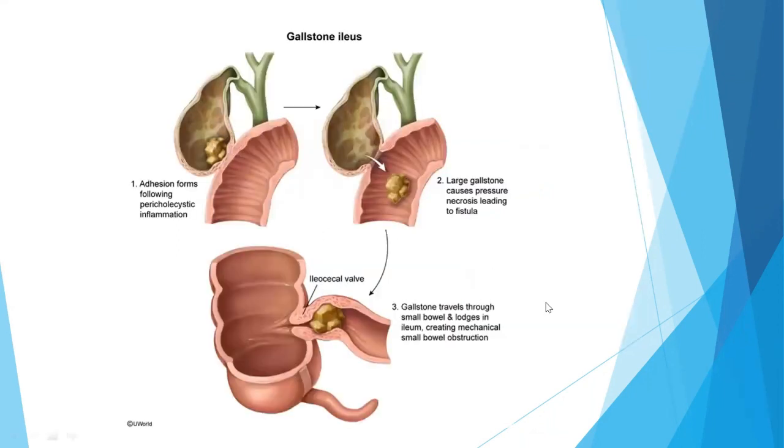So this is the gallstone ileus that I was trying to show you. The adhesions form following the pericholecystic inflammation, and the large stone causes pressure necrosis leading to the fistula, and then this gallstone travels through the small bowel and lodges in the ileum or the ileocecal valve, which is the narrowest part, and then it creates the mechanical small bowel obstruction.